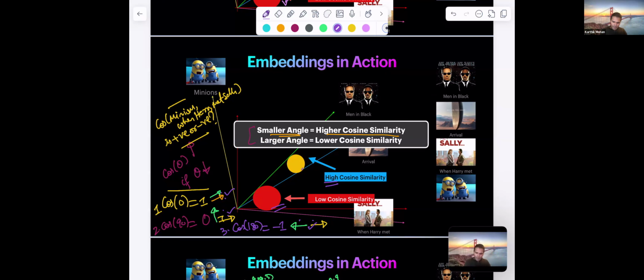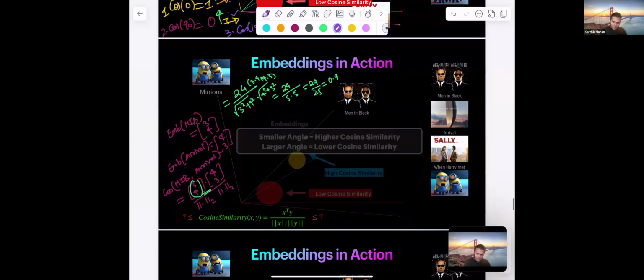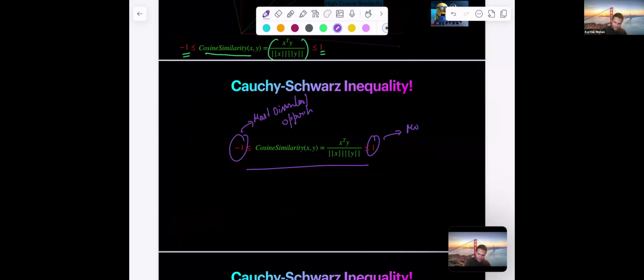Okay, very cool. Yeah, there's a name for this inequality. It's called the Cauchy-Schwarz inequality that says that cosine similarity is always between -1 and 1. So this is most dissimilar, and this is most similar. And then we also have 0, which is orthogonal, like this is apples and oranges.